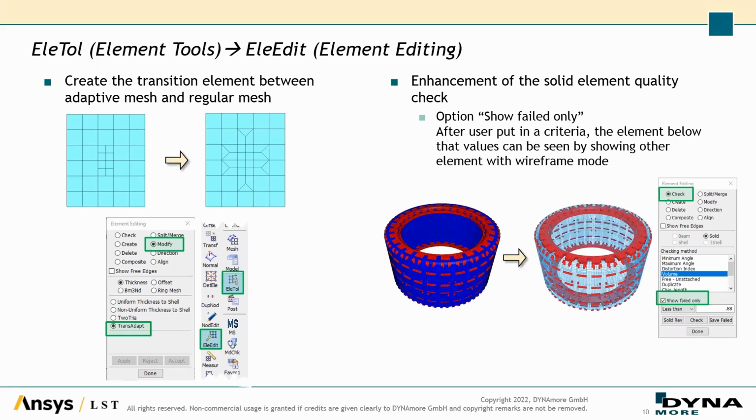And another announcement is the solid element quality check option, show failed only, in the same element editing interface. After the user puts in a criterion, a limit, the elements below that value can be seen by showing other elements in wireframe mode.